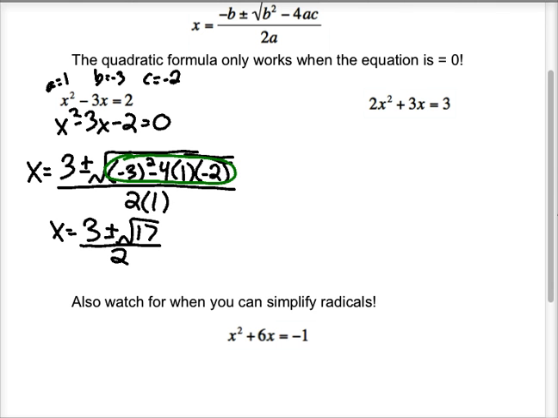All right, and this next one is the same deal. To use a quadratic formula, we need to get everything to one side. So I'm going to subtract that 3 over to be with everything else. So now that I set it equal to 0, now I can see that my a is 2, b is 3, and my c is going to be a negative 3.